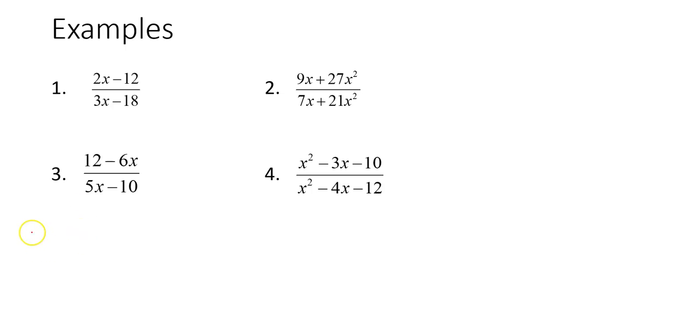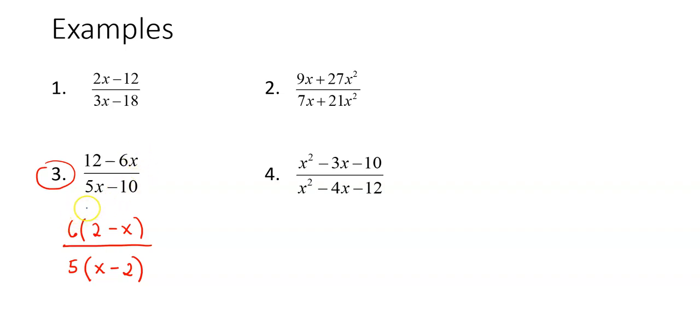Look at number 3. I've got 12 minus 6x on the top and 5x minus 10 on the bottom. The first thing you think is you look at the top and you see you've got a common factor of 6. So you pull out a 6. 12 divided by 6 is 2. Negative 6x divided by 6 is negative x. Down the bottom, they both have a 5 in common. So I pull out a 5. 5x divided by 5 is x, minus 10 divided by 5 is 2. Well, these factors look pretty close, but they're not exactly the same thing. Look at that 2 minus x up on the top.